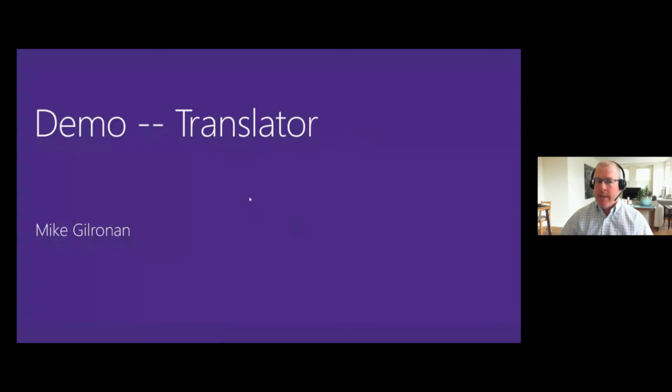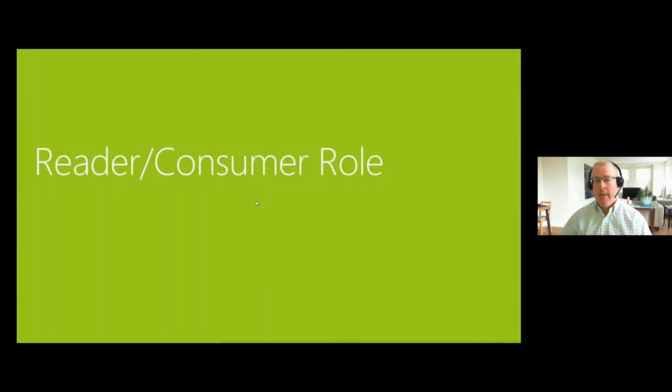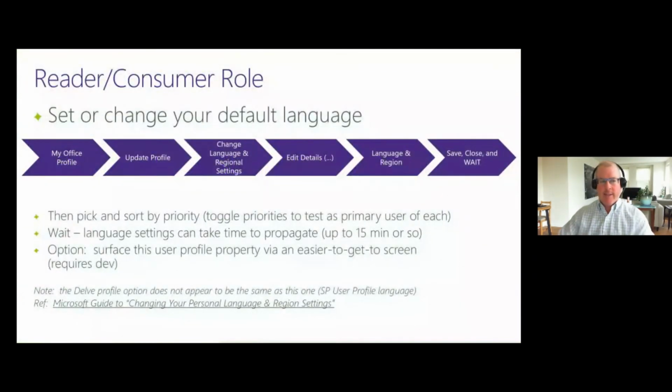So pretty easy scenario for the translator. I get the notification, I get the content, I make the translation, I either save it as a draft or I publish it. And then as a reader or a consumer, the main thing is to set or change your default language. So this is a bit about the question that came up earlier. It's 6 steps. It should be a lot easier than it is, and we'll talk about that. So I'm going to toggle out and show you how that gets done, changing your default language as a user.